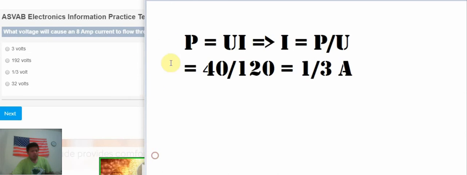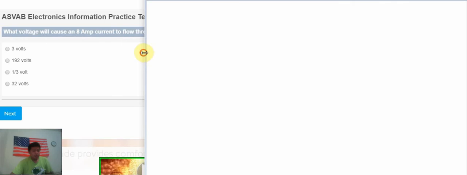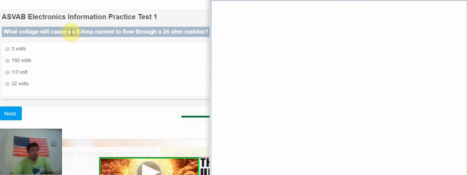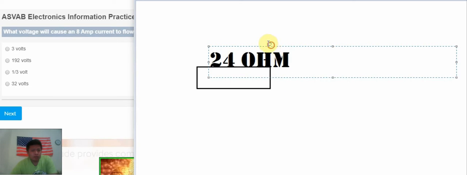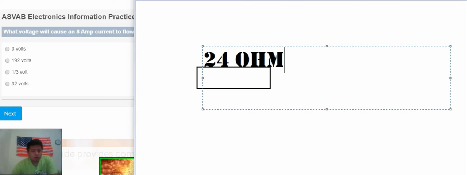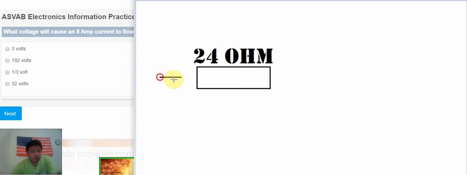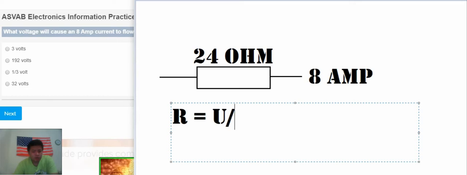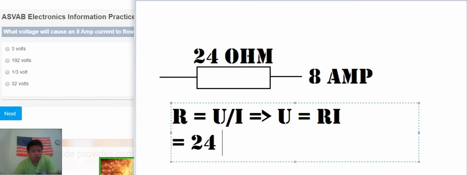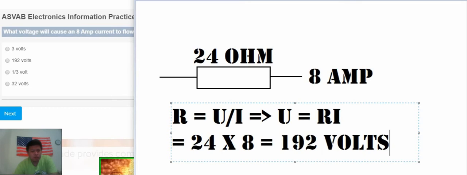Next: what voltage will cause an 8 ampere current to flow through a 24 ohm resistor? I will draw the picture. We have 24 ohm in here, and we have the 8 ampere. Use this formula: U equals R multiplied by I. 24 multiplied by 8 is 192 volts. So that's it, B.